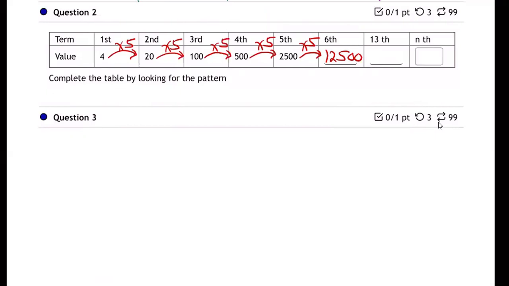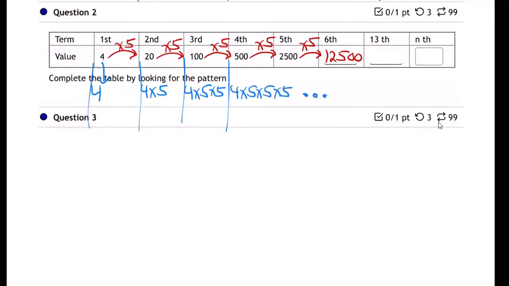So how do we do it? Well, we got to see the pattern. Where do you see the pattern? You got to write it out. So this is a 4. And this is a 4 times 5, right? And then the next one is 4 times 5 times 5. And then the next one is 4 times 5 times 5 times 5, etc.